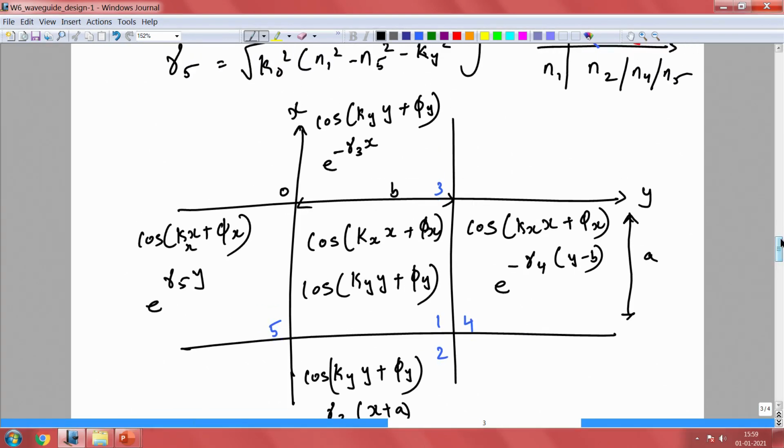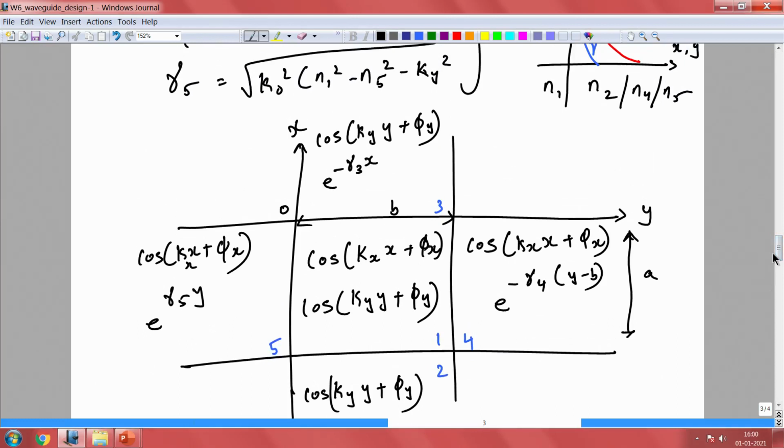And similarly for the edges. That is where the tricky part is, because around the edges you will have only decaying solution. Okay. So, e to the power minus gamma 3 x, that is coming from here, and e to the power minus gamma 4 y minus b, right. So, you have the y component coming from here, the x component coming from here. So, it takes the solution from the neighborhood to do this, because there is no clear boundary condition you can apply here.